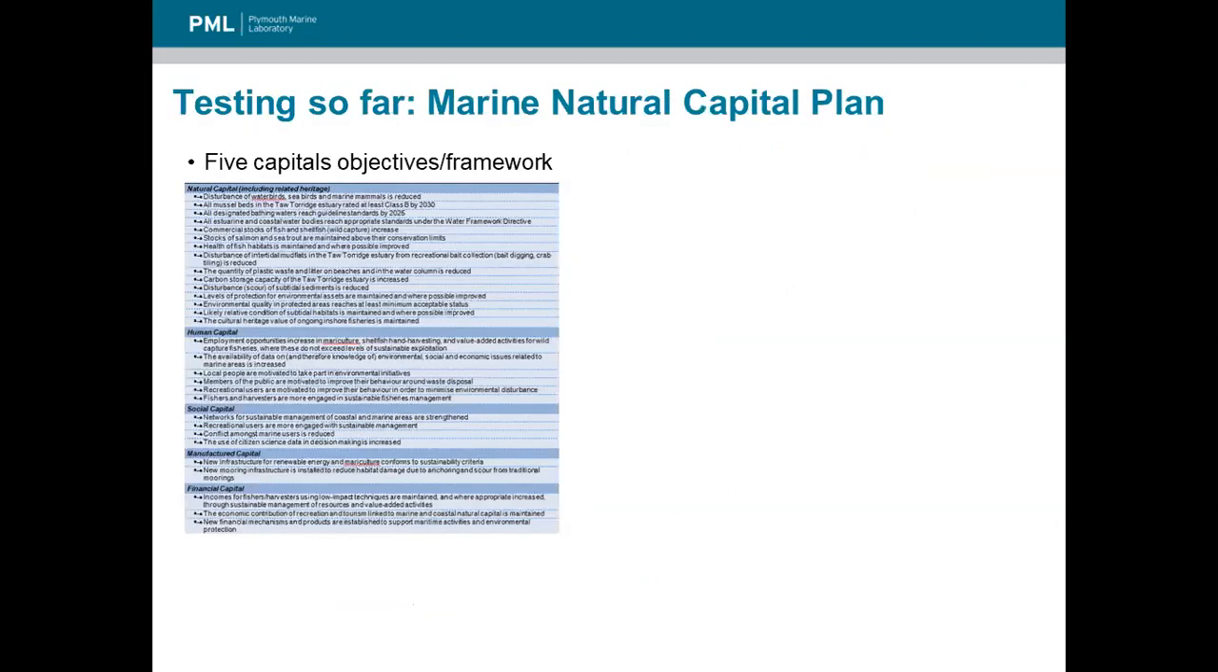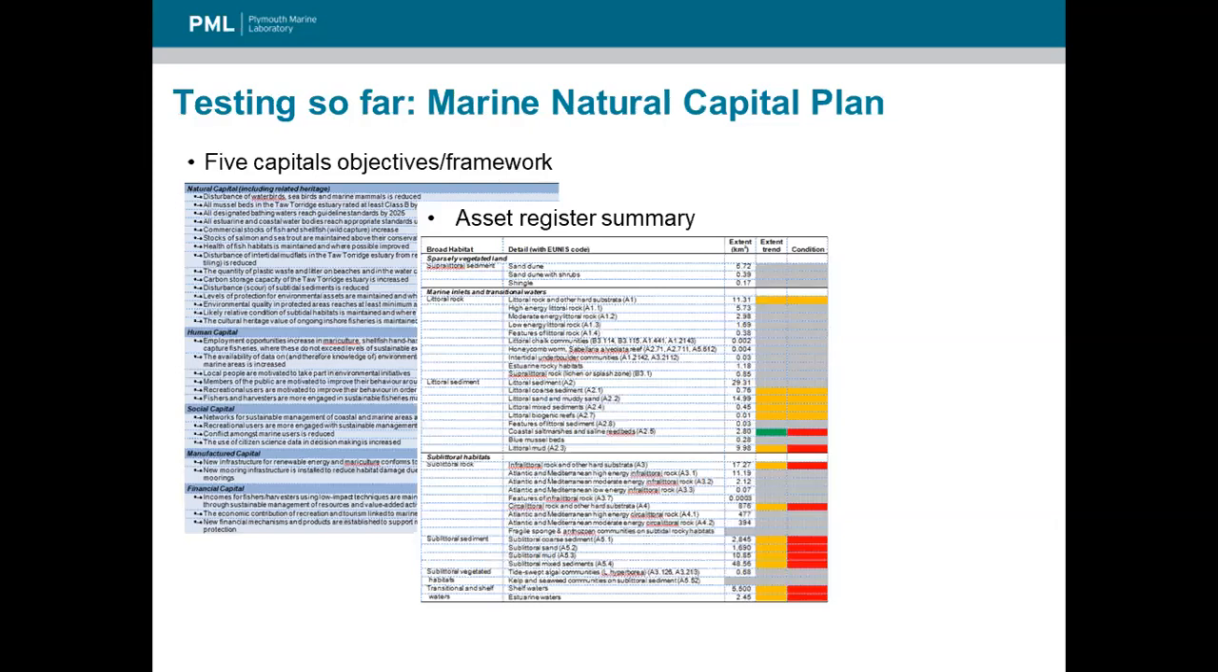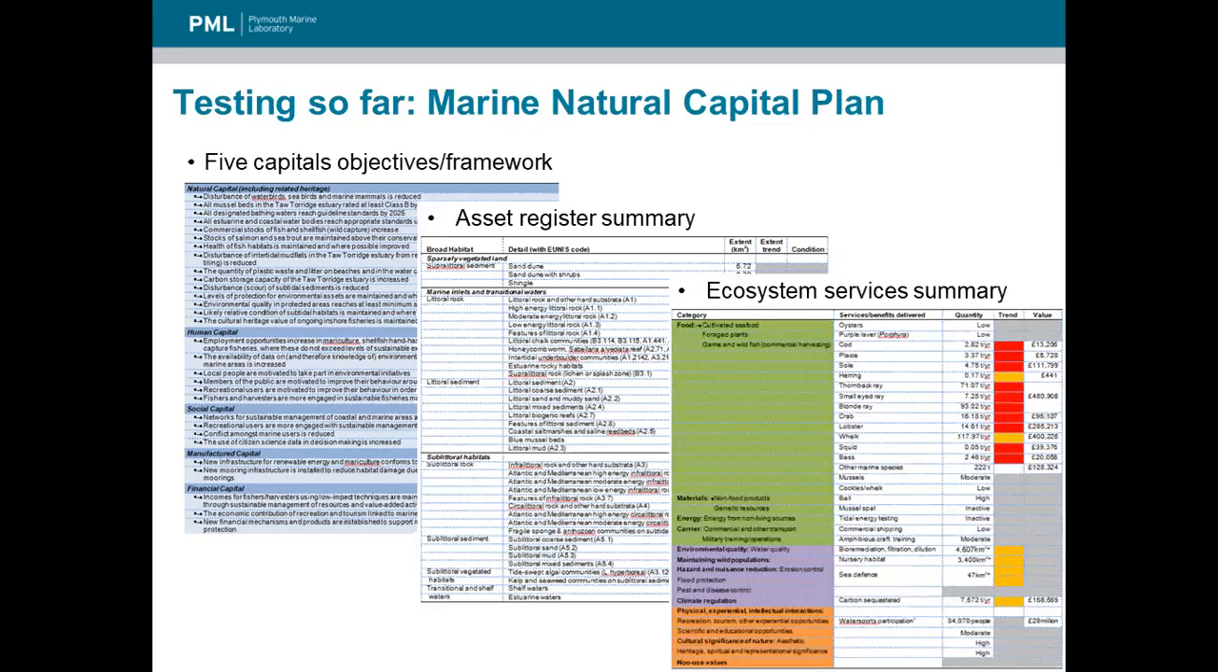So we've tested this so far most comprehensively in the Marine Natural Capital Plan, where we derived a framework of objectives across the 5 capitals. And we also produced an output summary for the asset register showing the extent, trend and also the condition information, and also an ecosystem services summary. And you can see from that how, while there's lots of quantified information and indeed monetary values for things like commercial fish landings and also to a degree for recreation, across a lot of the other ecosystem services, there wasn't that kind of quantified information that was needed. So it just had to be reported in categorical terms.